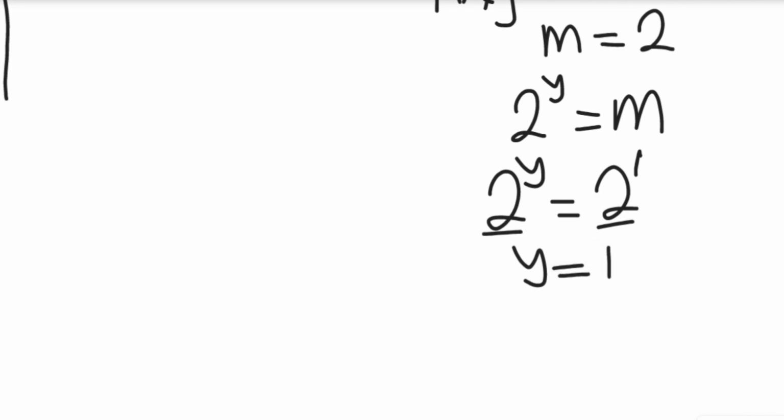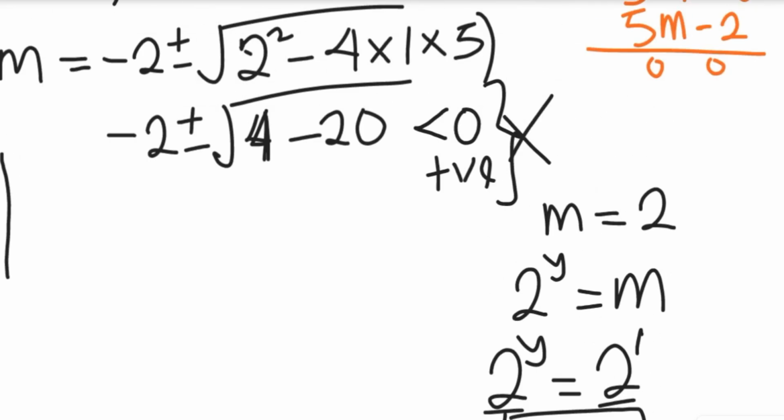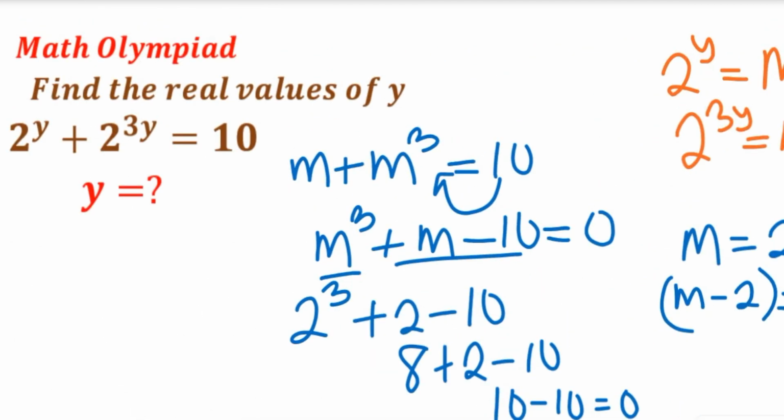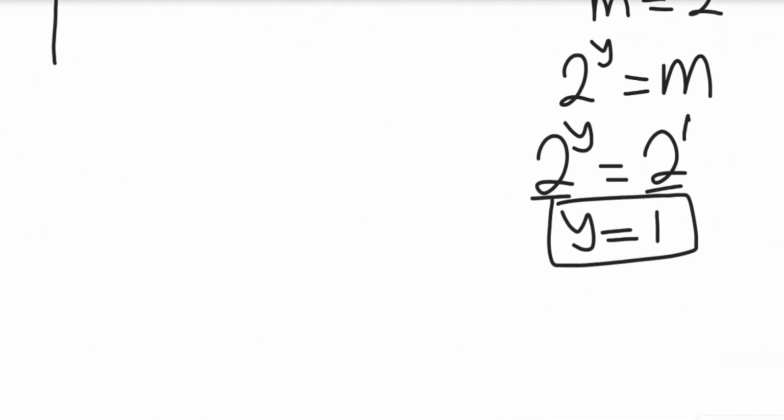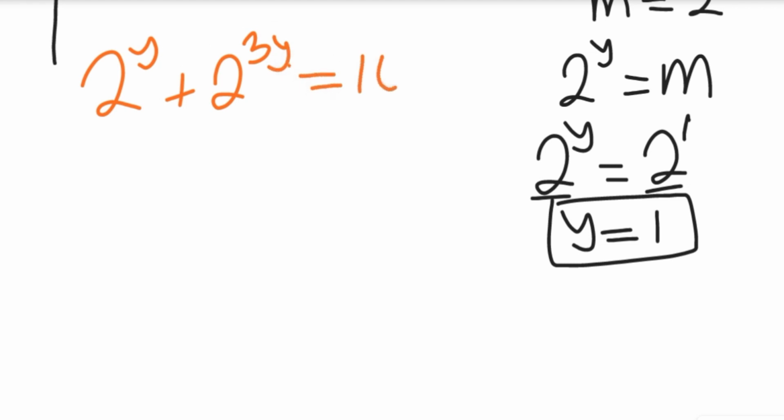Now let's test this solution to see if truly this is the real solution to that exponential equation. Remember, the question says we should find the real value of y such that 2 to the power of y plus 2 to the power of 3y equals 10. So let's test to see if our solution is correct. We have 2 to the power of y plus 2 to the power of 3 multiplied by y. Let's see if it will give us the value 10.